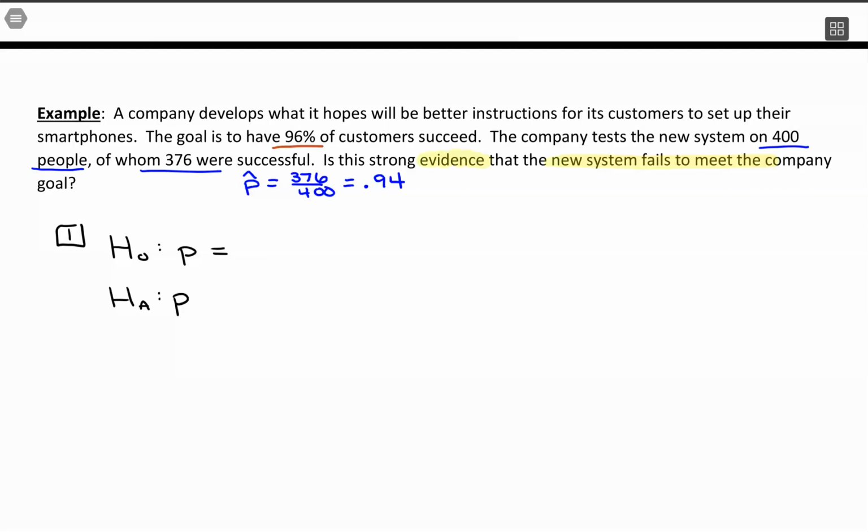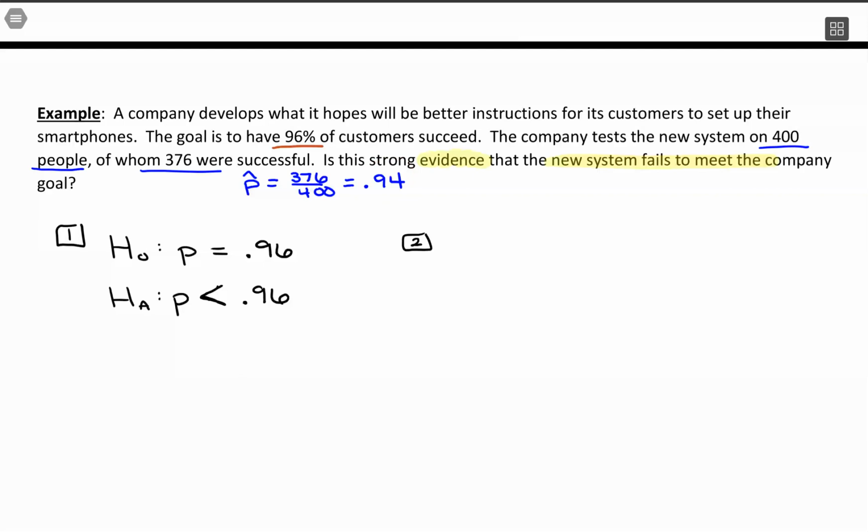So we want to prove, so this is our alternative hypothesis, that that proportion of people successfully setting up their phone is less than 0.96. Which means we're going to assume they're reaching that 0.96. We're going to assume they're meeting their goal, but we want to see if we have evidence that it's significantly lower. Because what we can see here is 94% are successfully doing it. So is this significantly lower than their goal of 96%?